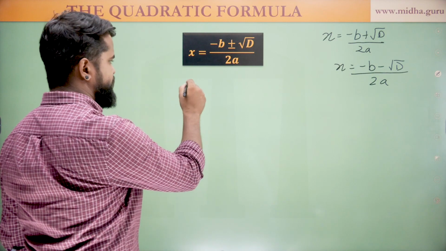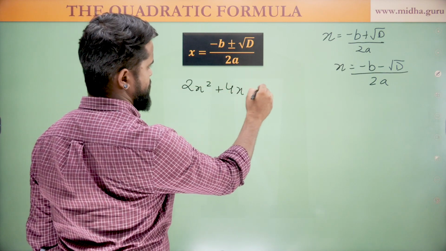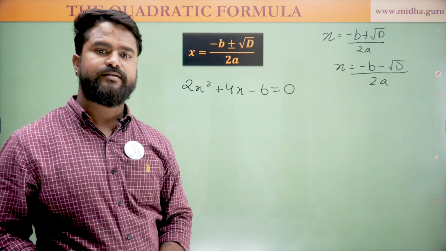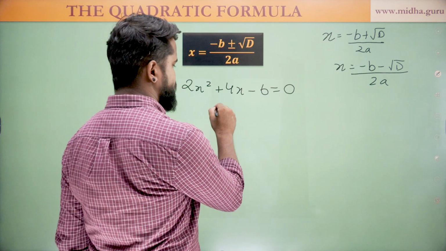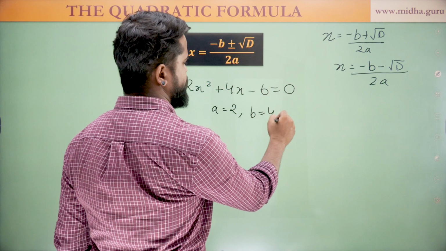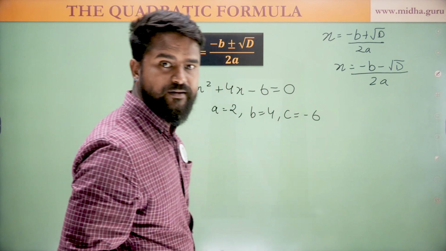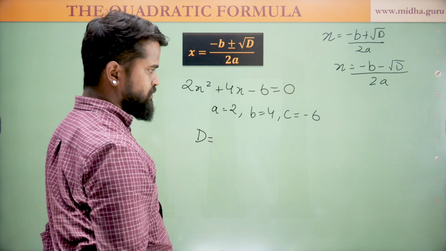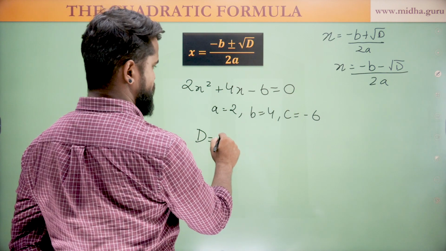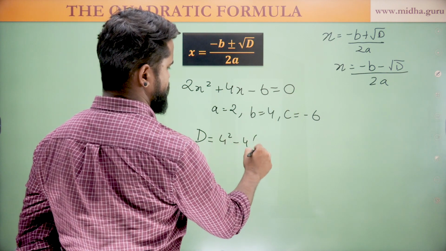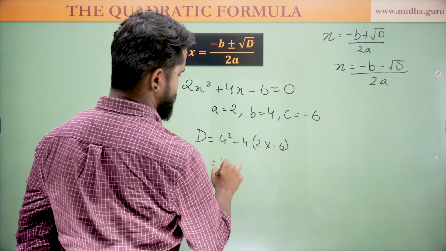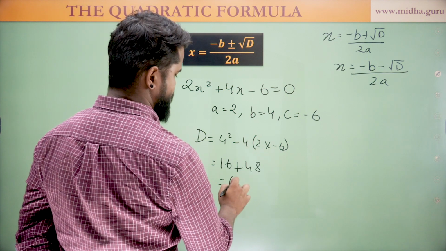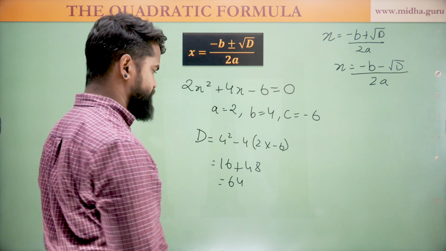So let us say we have an equation 2x squared plus 4x minus 6 is equal to 0. Now from this I say that a is equal to 2, b is equal to 4, c is equal to minus 6. First I'll find the discriminant, which is b squared minus 4ac. So b squared is 4 squared, minus 4 times 2 times minus 6, which will become 16, and minus and minus will become plus. Plus 12 into 4 is 48, which gives 64.